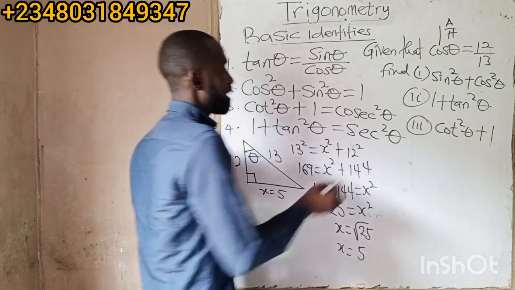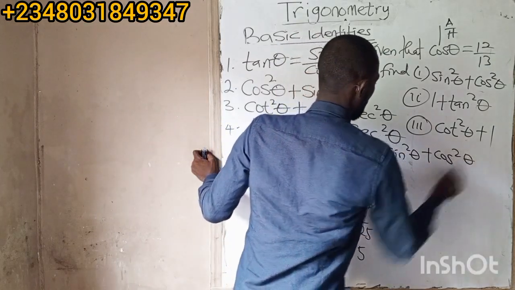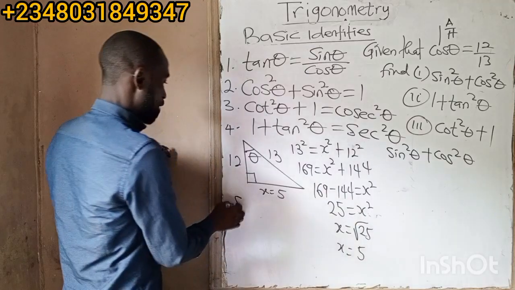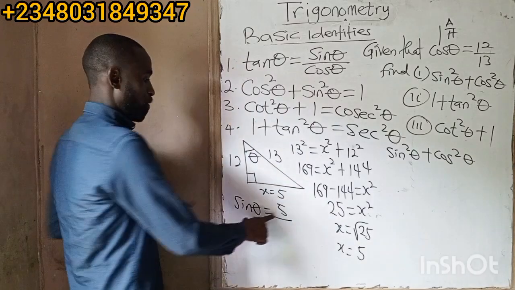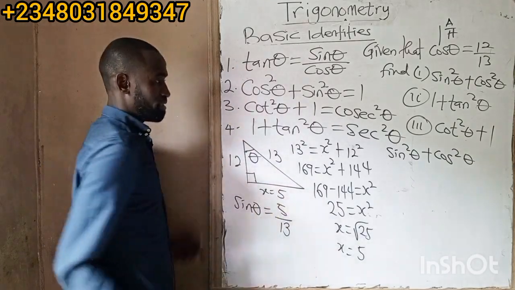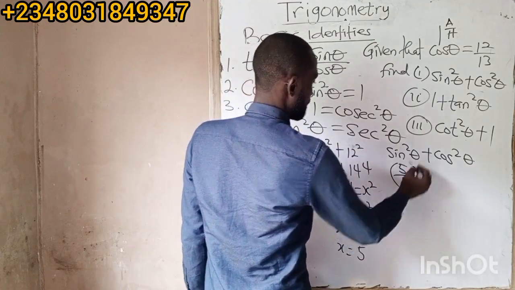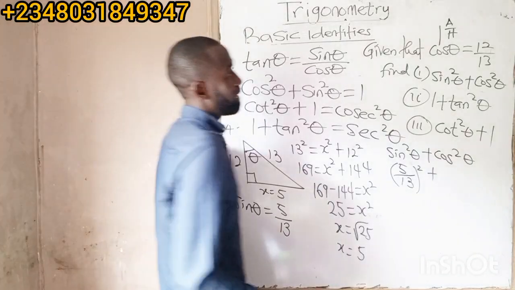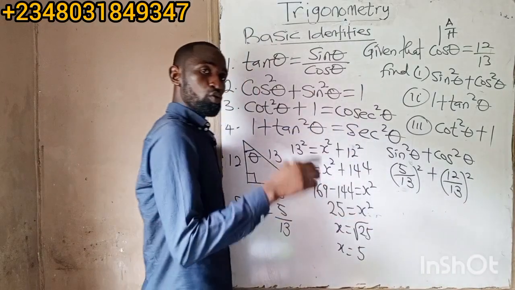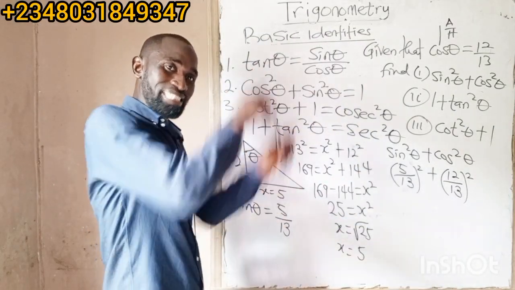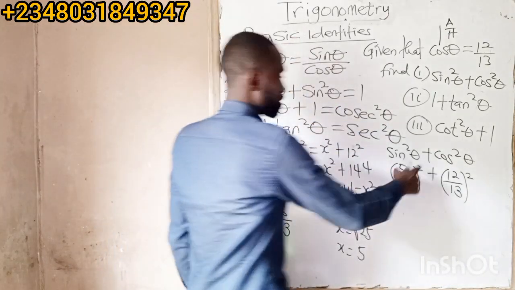So let us go. What is now sin squared theta plus cos squared theta? Sin theta will be equal to what now? Opposite 5 all over hypotenuse 13. Then for the square, it will now be 5 over 13 all squared, plus cos square theta, that will be 12 over 13 all squared. Like I told you, sin square theta is the same as sin theta all squared, and cos square theta is the same as cos theta all squared. So this is affecting both.